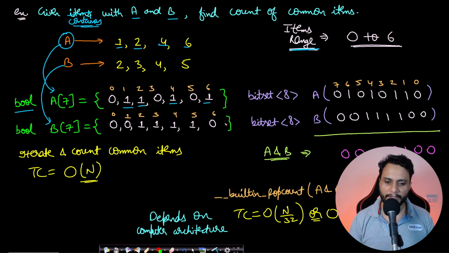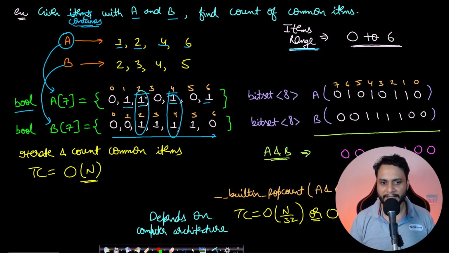Now if you want to find out the common items between A and B, then you can just iterate over this entire array, and you can find out wherever you have common set bits for both of them. So in this case these are for 2 and 4, and therefore you can say that there are 2 items in common, and you could do this in order of n time. Okay, so this is the simple way in which we will declare the runtime.